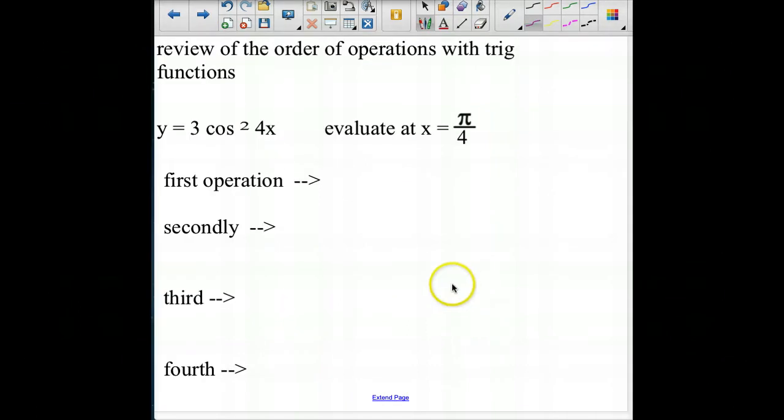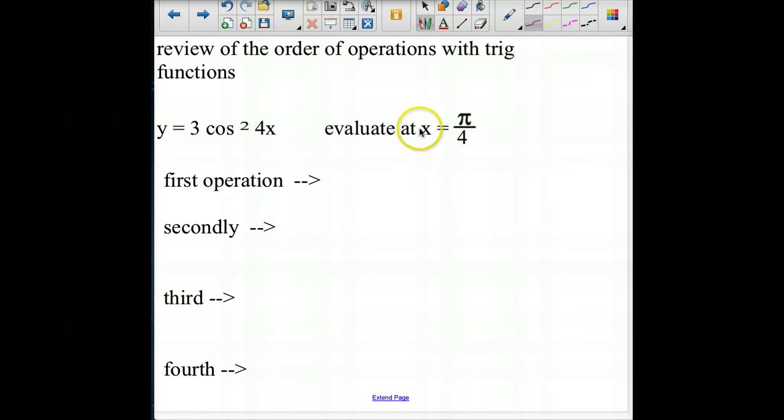Another thing that students often struggle with in trig functions is order of operations. So let's use that idea: if we knew what x was, what order would we do things in? We've got y equals 3 cosine squared 4x. The reason we're doing this is to figure out what the inside function is, and then the next function, and then work out from there.